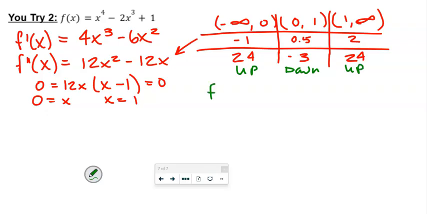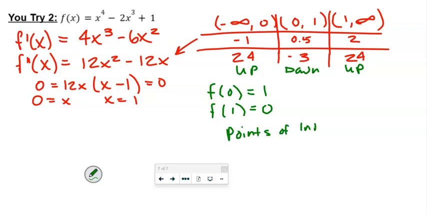So we're going to do our f of 0. And when you put 0 in that original function, you're going to get 1. And then when you do f of 1, that's going to be 1 minus 2 plus 1. So that's going to be 0. So our points of inflection are going to be 0, 1, and 1, 0.